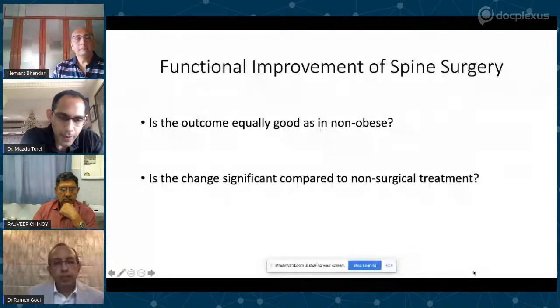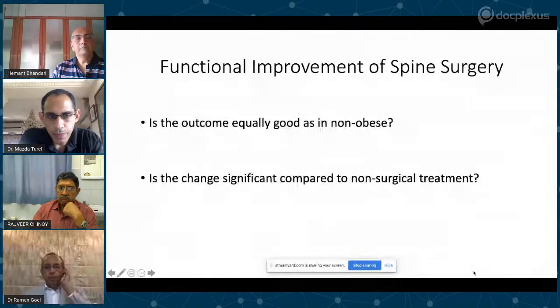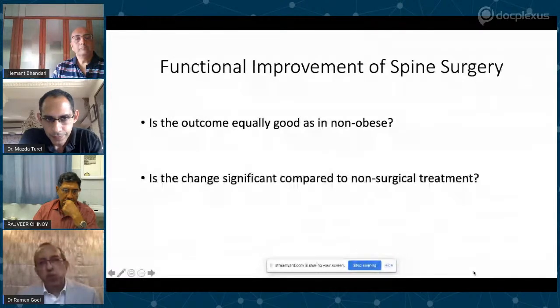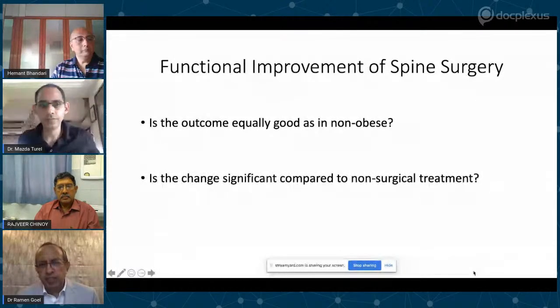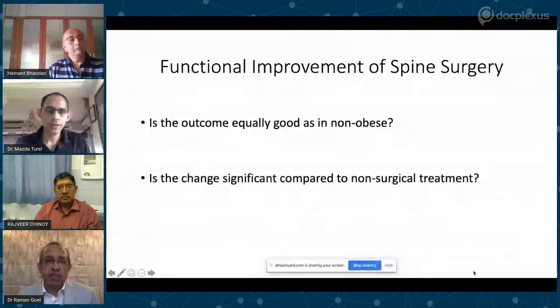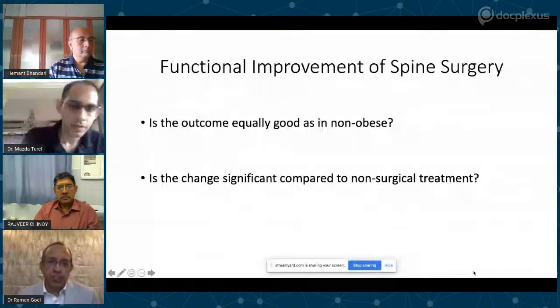But from a pain point of view, if you look at immediate relief as well as at 1 year, they would be comparable. So one is that obviously there is a problem because of obesity, but if they don't have the surgery, compared to a non-surgical treatment, is it a significant improvement in their life after spine surgery?